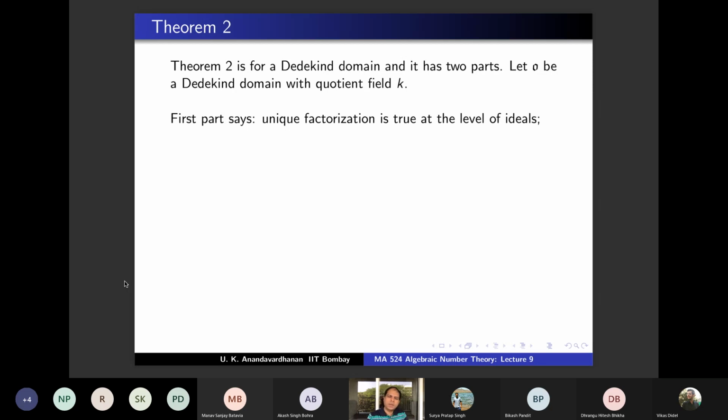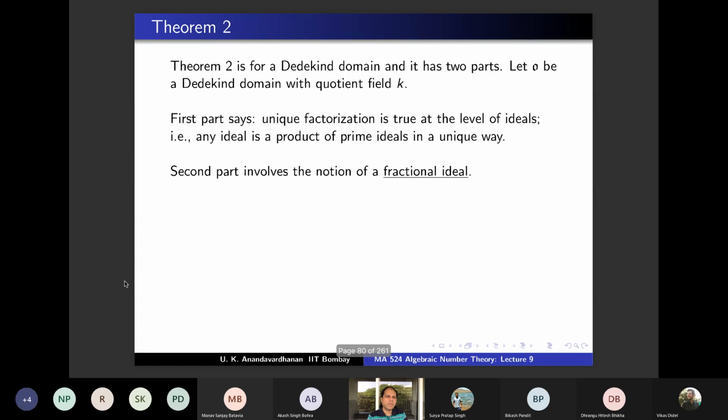If you're interested, you read about it. We don't have so much time to spend there, or much later I might come back to it. But just remember that these things came very nicely, historically speaking. So the first part says unique factorization is true at the level of ideals. That is, any non-zero ideal is a product of prime ideals in a unique way, meaning up to permutation.